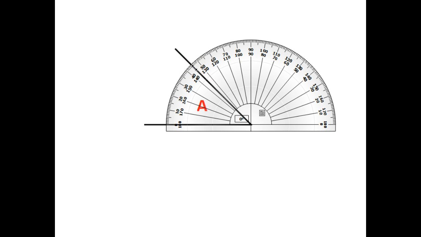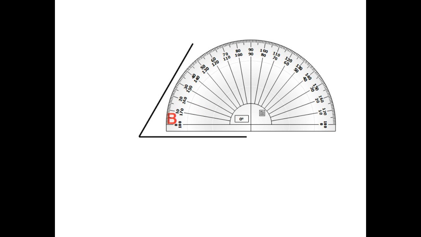And since this is an acute angle, I know my number is going to be less than 90. So I'm going to be using the little numbers, and I'm between 40 and 50. So I'm counting up from 40 to 50: 41, 42, 43, 44, 45. So this would be a 45-degree angle.